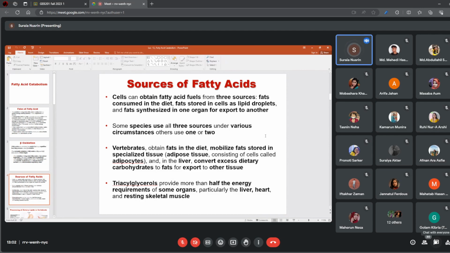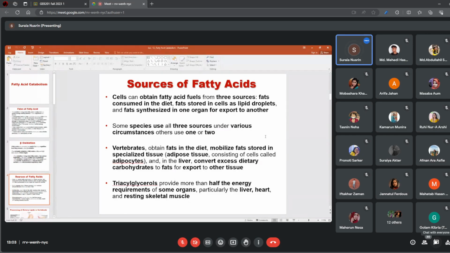Now it is about the organism, specifically the species. They can utilize the three sources under various circumstances, or maybe one or two of them. Since we are talking about the metabolism of vertebrates, they actually obtain the fatty acids from all the three sources.